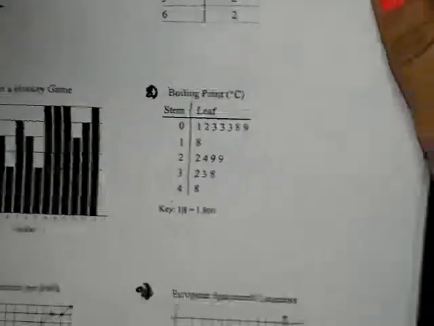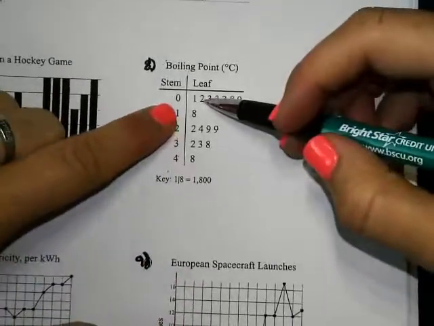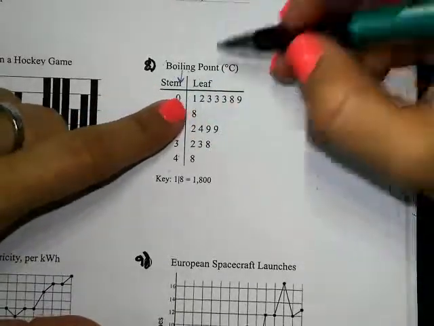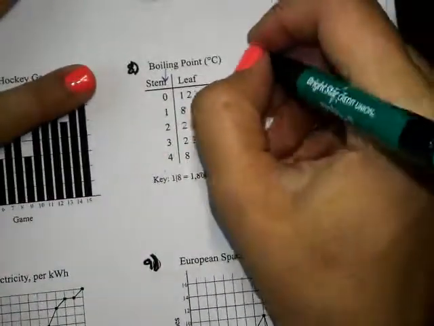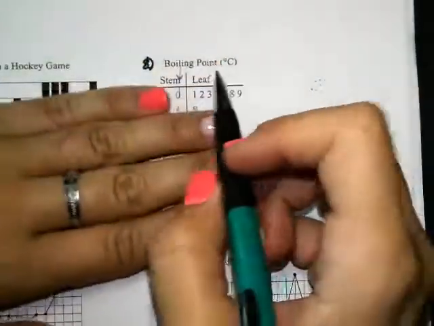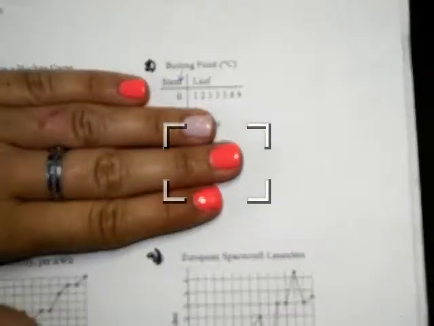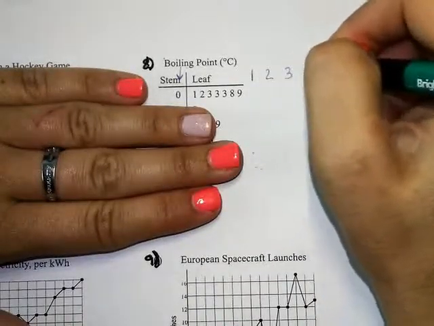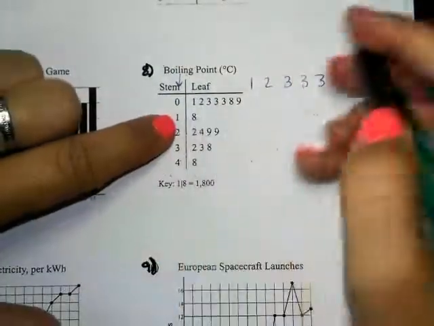Now, you're going to tell me, Miss, I did not understand what this meant. Here's the numbers for your stem and leaf plot. This number represents the tens. The leaf represents the ones. So, my first number is 0, 1. So, there are no tens for this one, so I'm going to cover this for a second. If you look here, there's no tens. That means these just represent the basic numbers. So you have 1, 2, 3, 3, 3, 8, 9. Then you have 18.